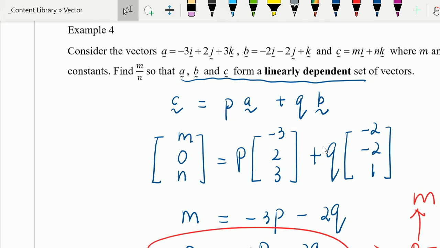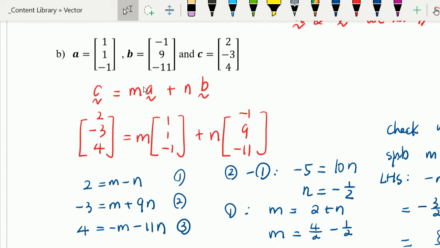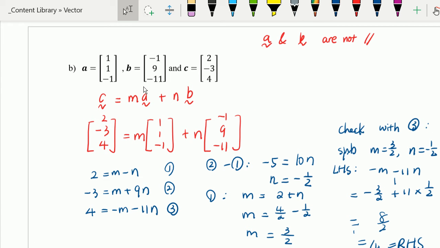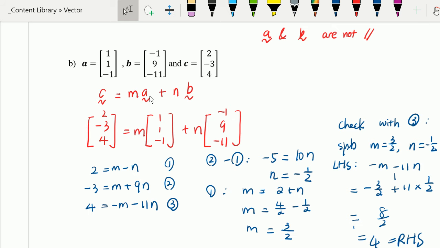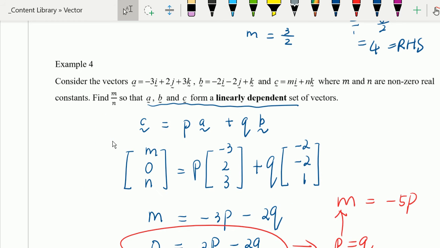So if we have three vectors, well, what we finished last lesson is here. Remember, we have three equations to solve for two variables, which is not good to just solve by using the first two. I still need to put m and n into the third one to check whether m and n satisfy the third one or not. If it satisfies, then I have solutions for m and n, then they are linearly dependent. If we solve from the first two and can't sub into the third one, then we say they are linearly independent.